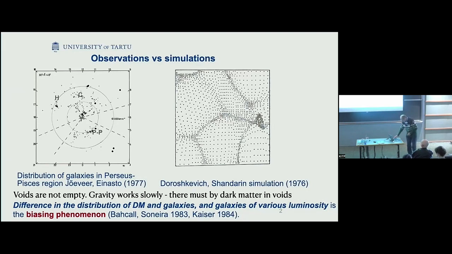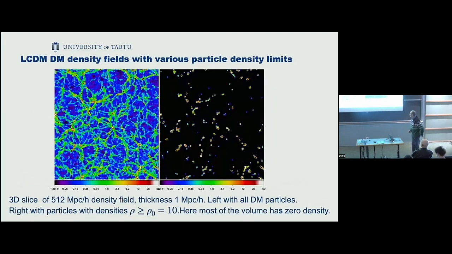And here it is according to better, newer simulation. On the left we see the whole dark matter. And here we see only high density regions of the same field, where low density particles are not taken into account or are excluded. And the biasing problem is how to relate these two density fields.